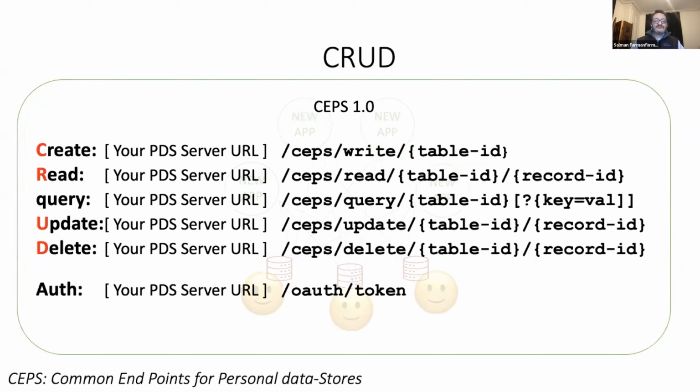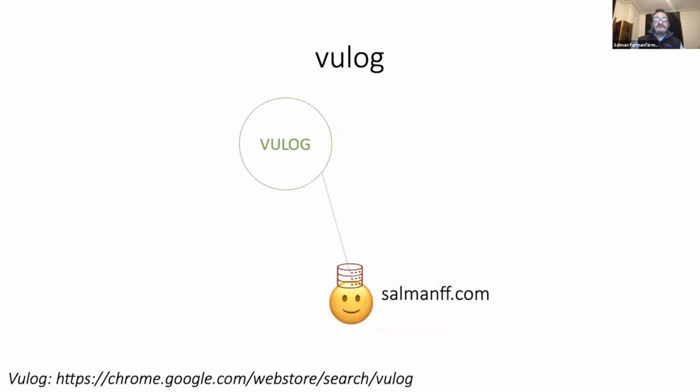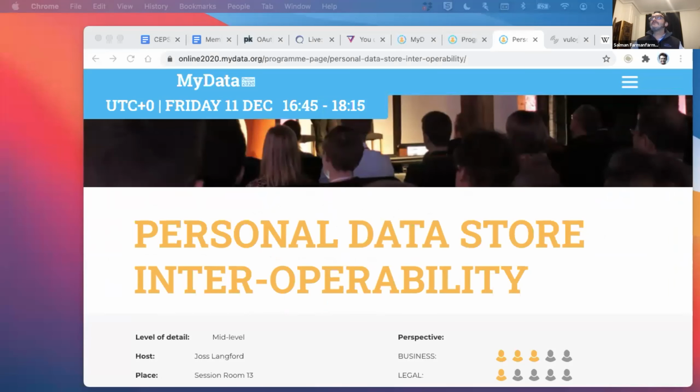And in CEPS, we agreed that if all PDSs use the same paths to allow apps to read and write records, then app providers can write their app once, and it can work on all PDSs that adopt CEPS. And we also put together a small authentication mechanism based on OAuth 2 to make sure that the app is authorized to take that action. And that's it. So let me give you an example.